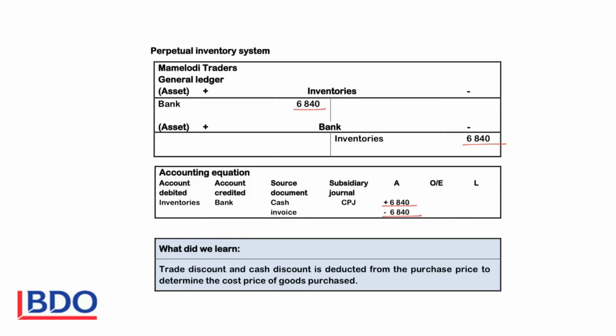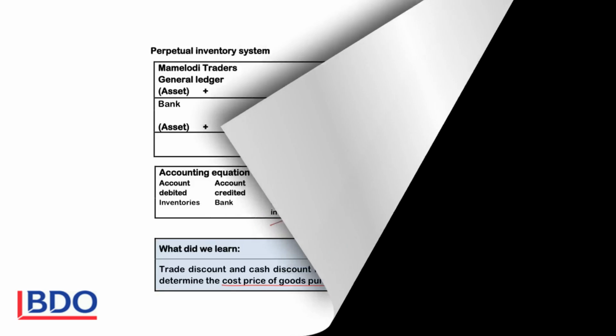It will be a cash invoice that we receive for the goods, and because we pay out money, it will be recorded in the cash payments journal. Trade discount and cash discount are deducted from the purchase price to determine the cost price of the goods that we purchase. No entry is recorded for trade discount or cash discount.